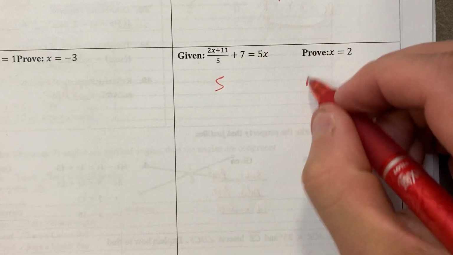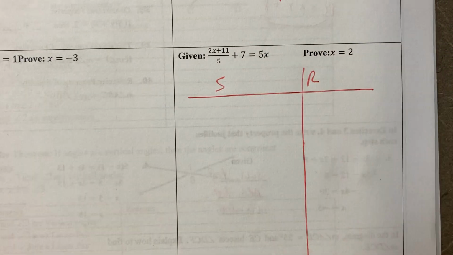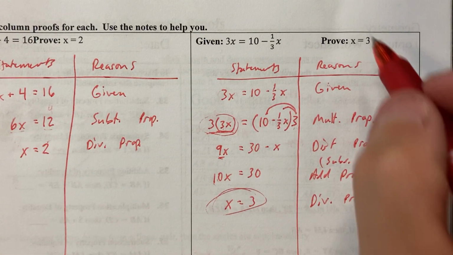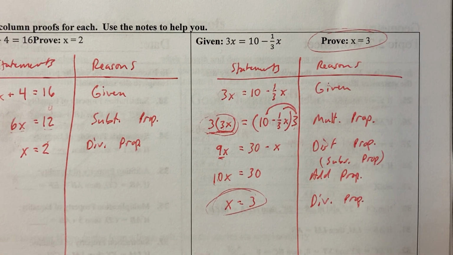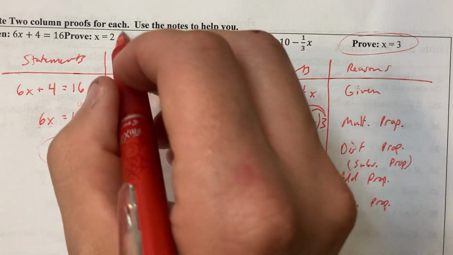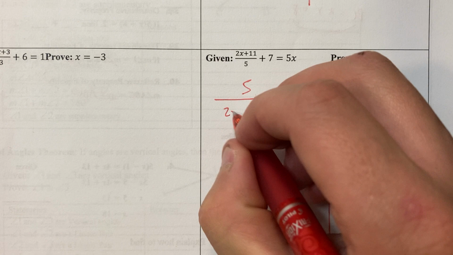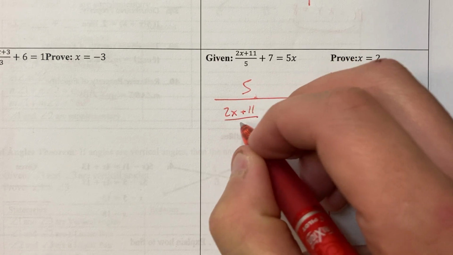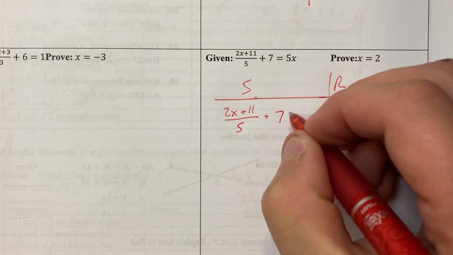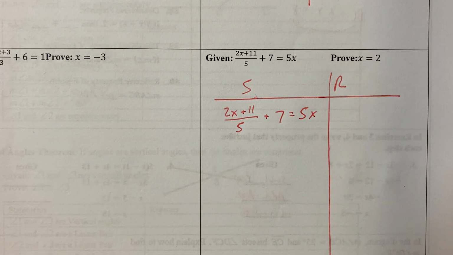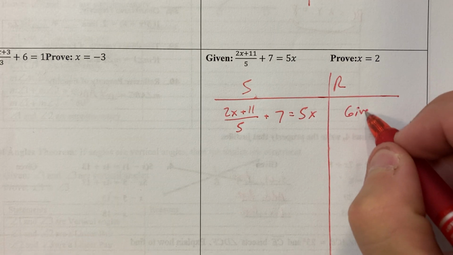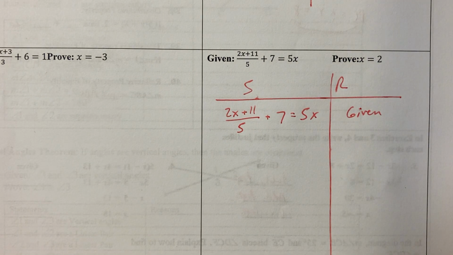So statements, reasons, and here we go. By the way, notice that the final answer is always exactly what I'm trying to prove. The final answer is what you're trying to prove. Now plug it in, you're just working it out. 2x plus 11 over 5 plus 7 equals 5x. All right, so you always start like that when you're doing these.